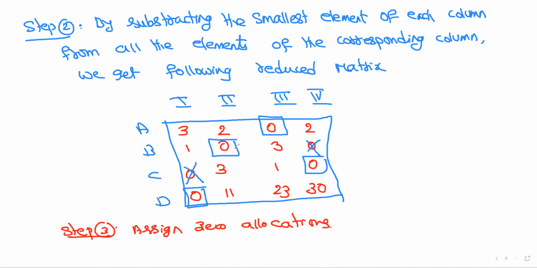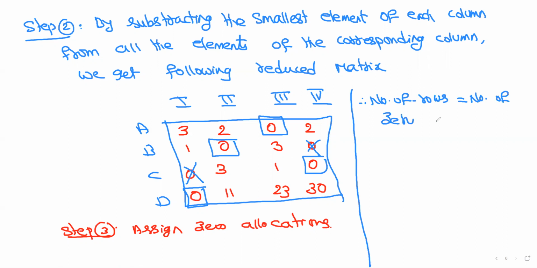So it's over. How many allocations did we get? 4 allocations. How many rows are there? 4. So the number of rows is equal to the number of allocations, so we get the optimal solution. Correct? Therefore, you can write here: the number of rows is equal to the number of zero allocations.